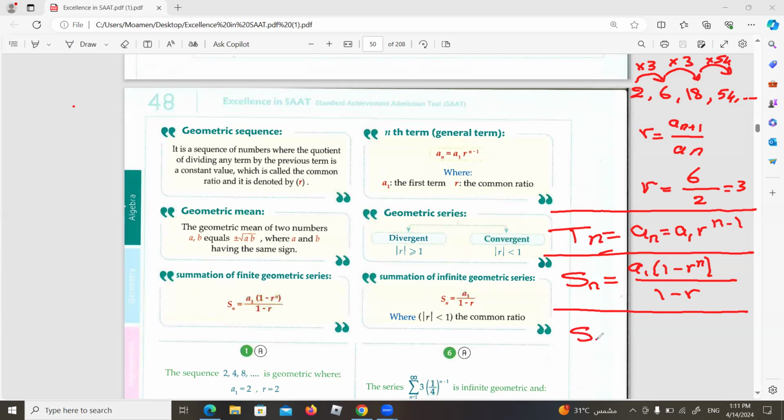So this is the finite summation, Sn, and this is the infinite summation. For the infinite summation we write a1 over 1 minus r. Only like this, yes.